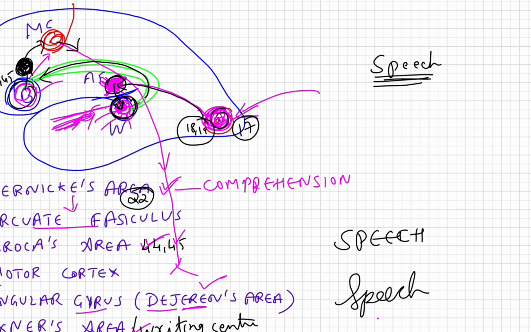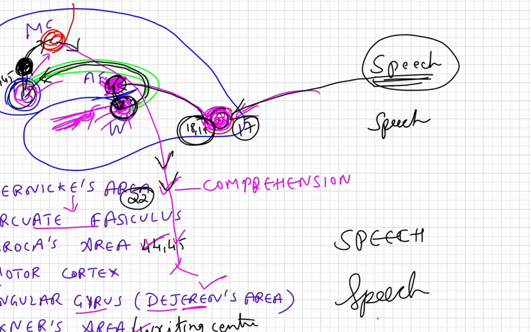So I'll just summarize now. Once the primary visual cortex recognizes the word, the processing happens in the visual association cortex. Information is relayed to the angular gyrus. From the angular gyrus, information is then relayed to Wernicke's area, then via the arcuate fasciculus to Broca's area, Exner's area, then via the motor cortex and the descending tracts, the writing happens. Clear? So this is about written speech, how the brain processes written speech.